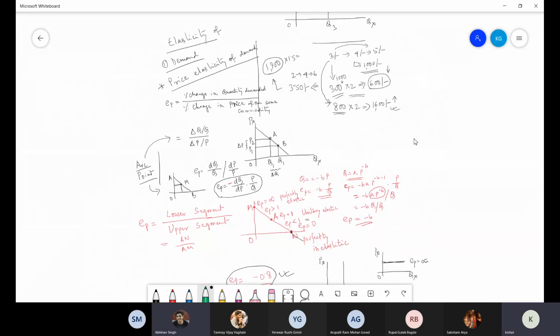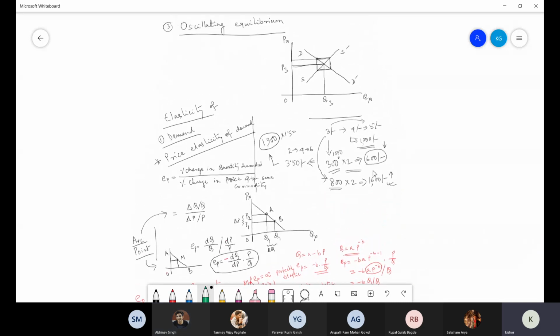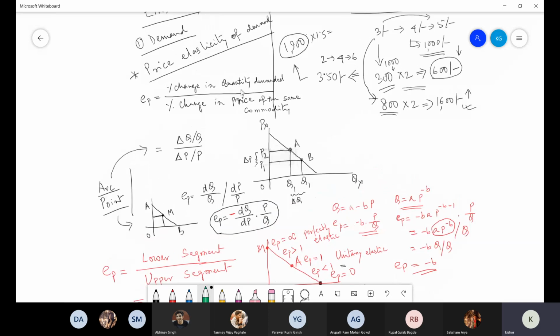Okay, so this is the point where we left. Last time we started elasticity of demand. Then we moved on to price elasticity of demand. In case of price elasticity of demand, we express it as percentage change in quantity demanded divided by percentage change in price of the same commodity.